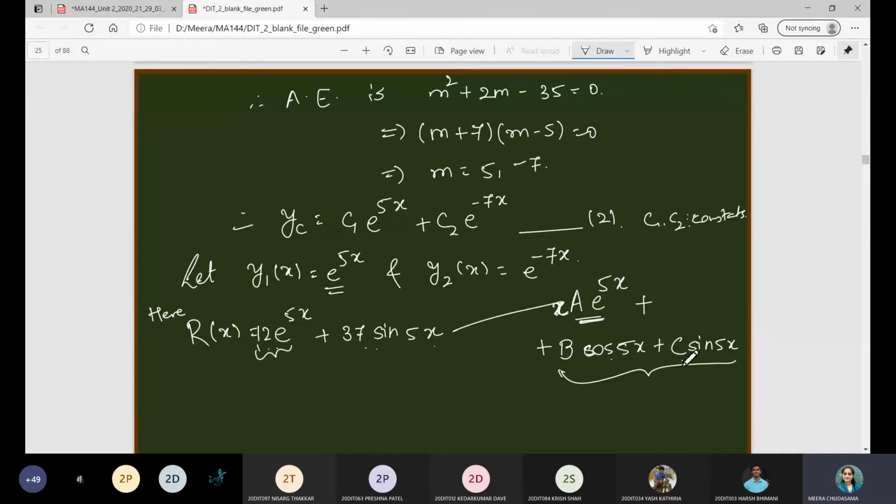So this one will remain the same, but since this is involved in the right hand side function, the corresponding choice has to be multiplied with x. So the choice of yp will be, in this case, a x e raised to 5x plus b cos 5x plus c sin 5x. So now tell me, is this point clear to everyone? Please raise your hand now.